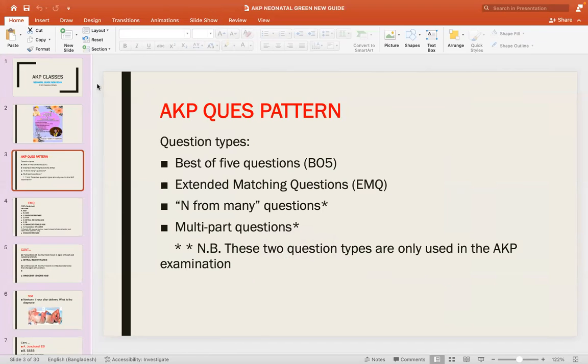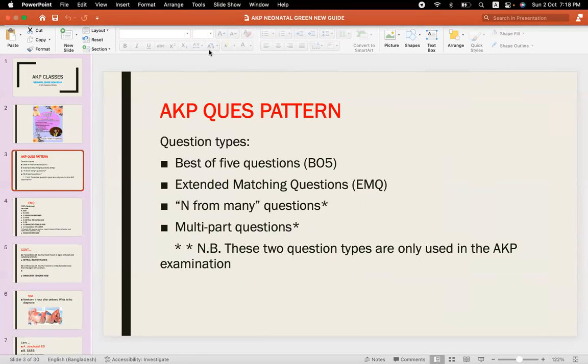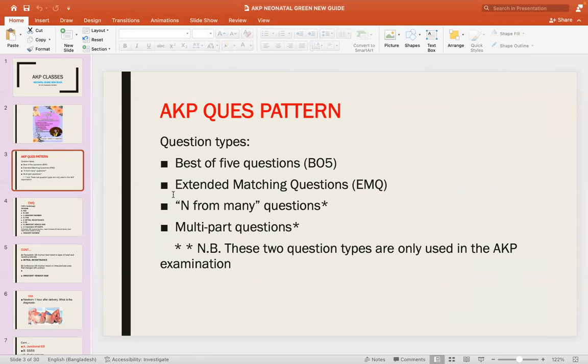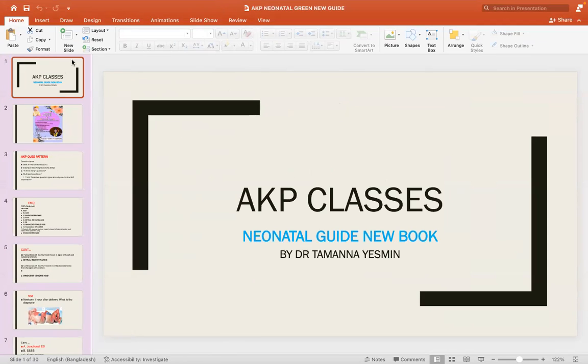Okay. So today our topic is neonatal guideline. In today's class, we will see that there are many neonatal questions that come in the AKP exam. It's almost 10% of paper 1 and 10% of paper 2 that will be from the neonatal guideline topic. So this topic is very important for all of you.